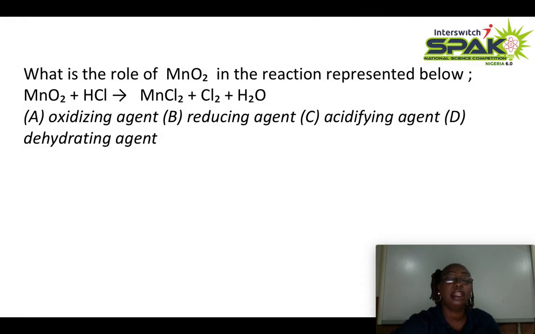What is the role of manganese(IV) oxide in the reaction represented below? That's manganese(IV) oxide plus hydrochloric acid to give us manganese(IV) chloride plus chlorine and water. This is one of the laboratory preparations of chlorine. So in this reaction, you are being asked to give the role of manganese(IV) oxide. And as you can see clearly, it is an oxidizing agent. Manganese(IV) oxide in this reaction is an oxidizing agent.